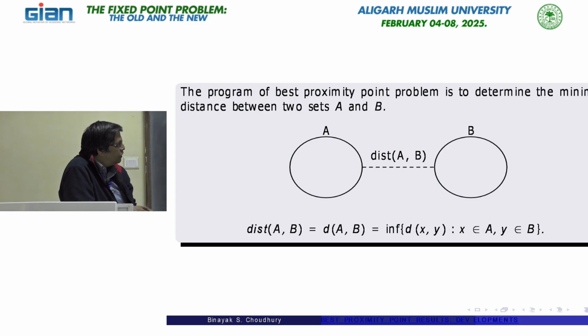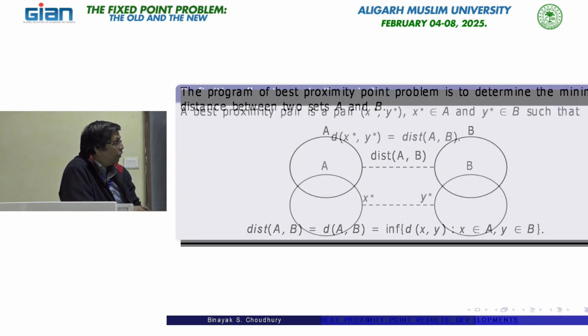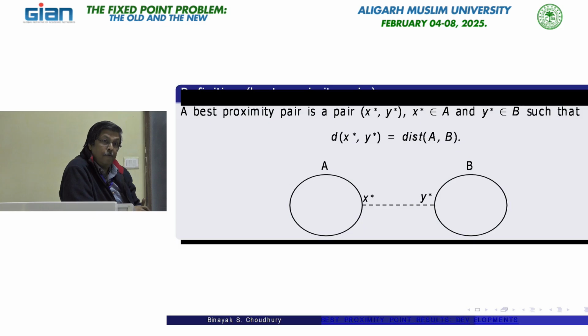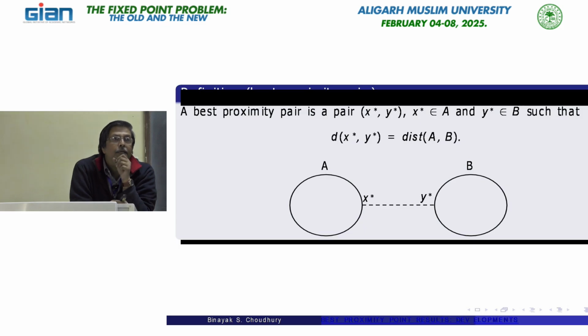What is a best proximity pair? If you are fortunate enough, because this is not automatic, that there is one point x star and the other is the one point y star, such that d(x star, y star) is equal to the distance of A and B, then we say that this is the best proximity pair. Then two questions will come up.